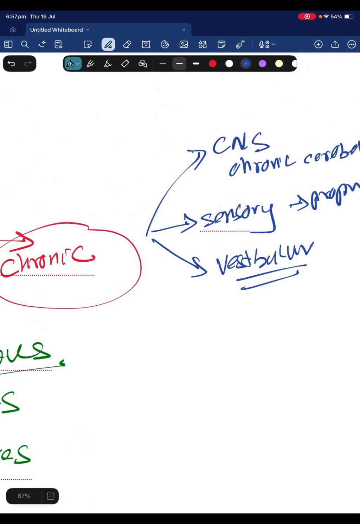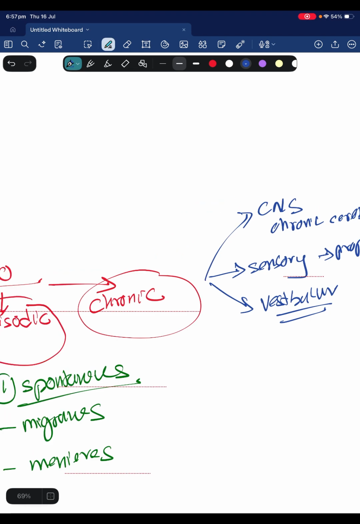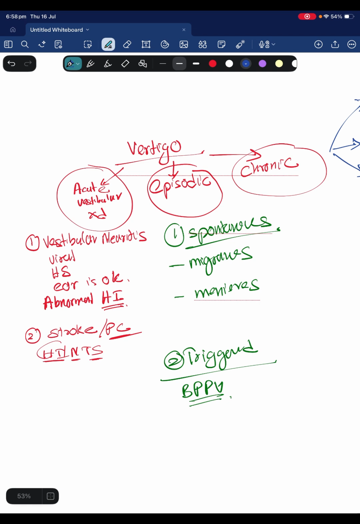And of course, the chronic vestibular syndrome, so the chronic vertigo, it could be central, sensory, or vestibular, and the differentials of that are many. So if you use this approach when you are assessing someone with vertigo, it would make your life easy. And then just read on the head impulse test and the HINTS test, which is quite important.